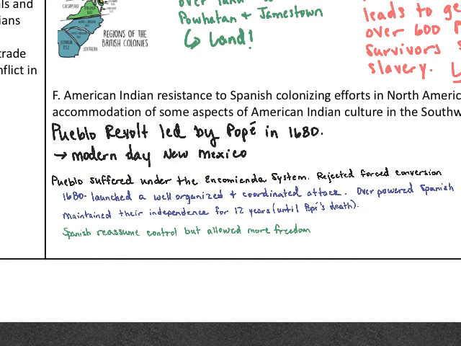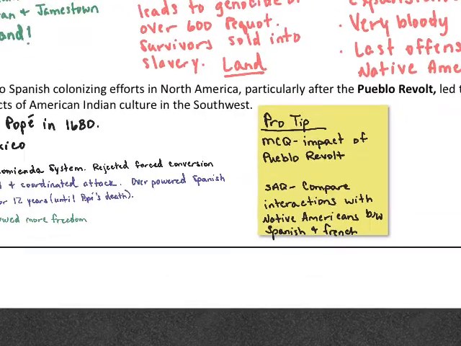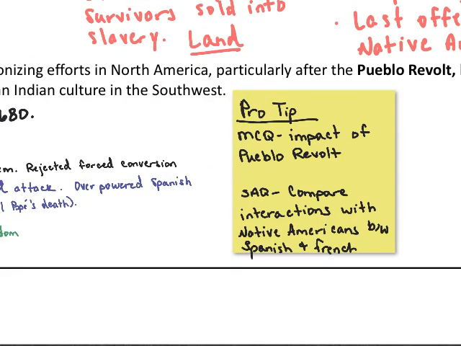After Popé's death, the Spanish resume control, but instead of having this harsh controlling system, they allow the Pueblo more freedom in religious practices, in spiritual and cultural things. Now there is still a lot of Spanish control, but there's more accommodation than there had been previously. And a pro tip for exams: when you see the Pueblo Revolt, almost always for multiple choice questions, they're asking you something about the impact of the Pueblo Revolt, and if it's a short answer question, it's probably going to be comparing the accommodation of the Spanish with the settler colonialism of the English.